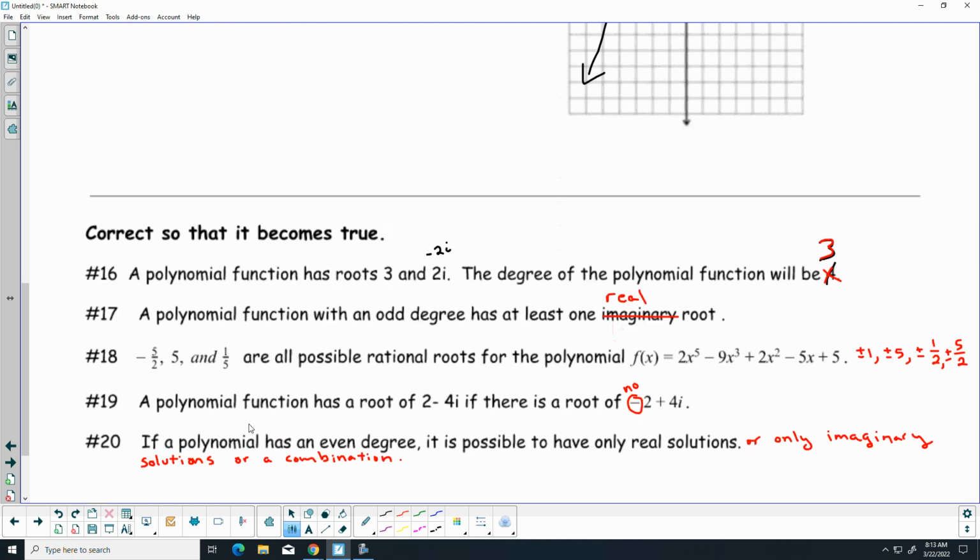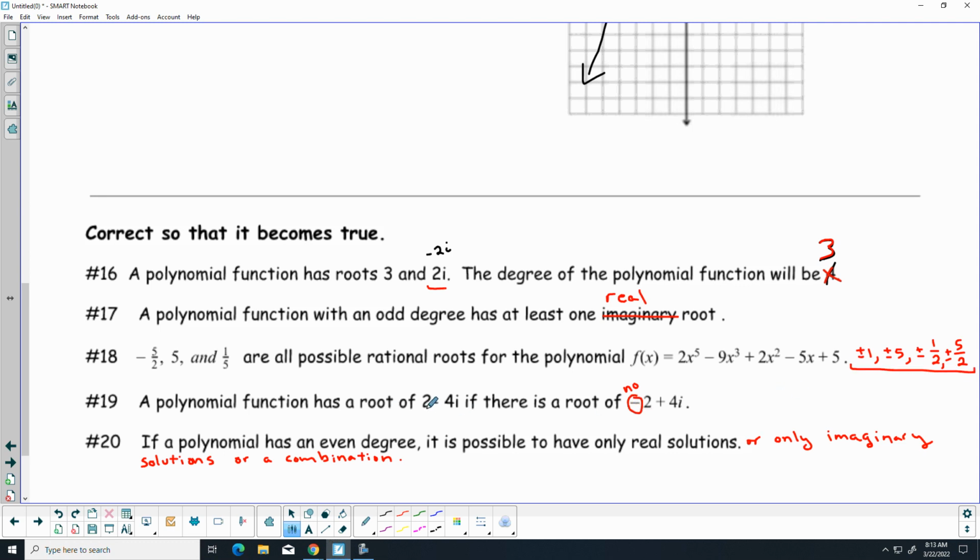All right, on 16 through 20, we just needed to correct them. A polynomial function has roots of 3 and 2i. The degree will be 3, because you have to have a second one for that imaginary. A polynomial function with an odd degree has at least one real root, because it has to cross the x-axis. The possible rational roots for this function are listed right here.